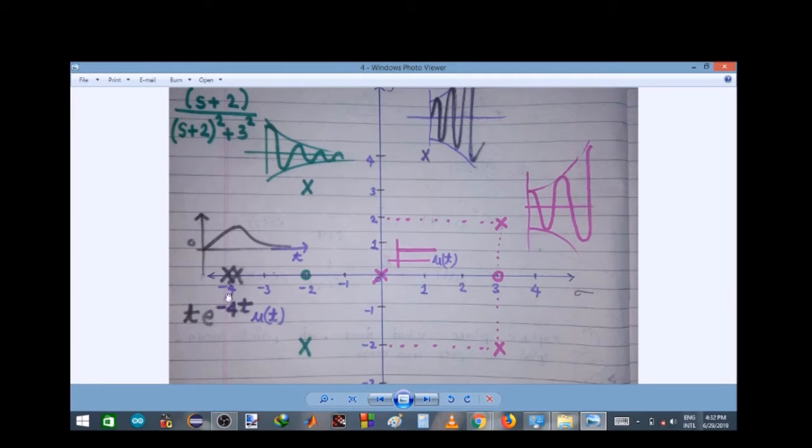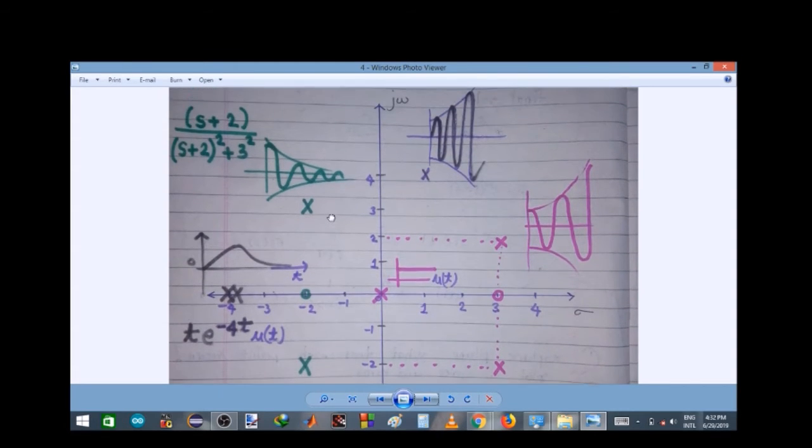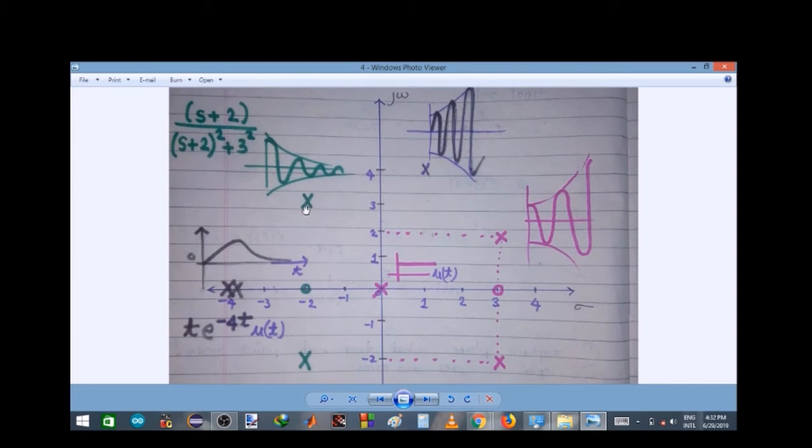So this function is the Laplace transform of t e to the power minus 4t, and it is represented by this. Somewhere on the time axis it will assume a maximum value, and then it will decay down to 0. As I told you, anything in the left half plane decays down to 0.